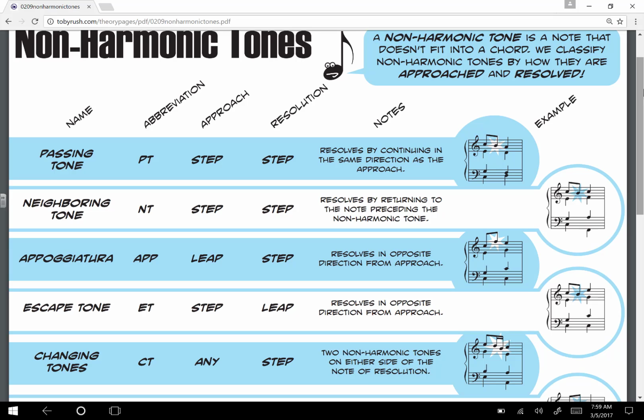Our next non-chord tone has several names. We know them as changing tones, neighbor group, or cambiata, abbreviated CT or CAM if you're going with cambiata, or N.GR if you're going with neighbor group. It's approached any way and resolved by a step. This non-chord tone involves two non-harmonic tones on either side of the note of resolution. The interval is that of a third. Where the white star is in the musical example is where the changing tone or cambiata or neighbor group occurs. Two notes, the D and the B.